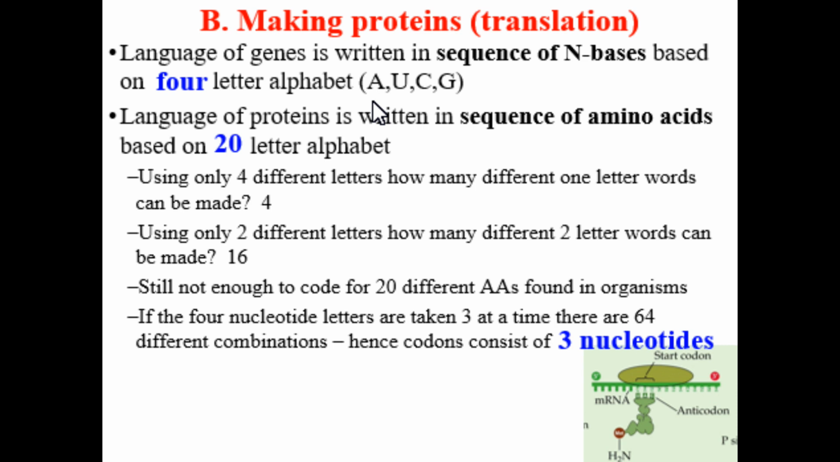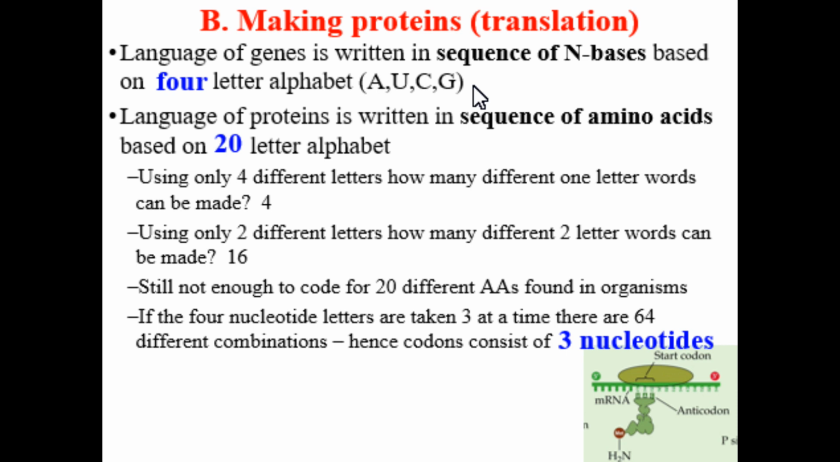So the question that we're asking here is, why is that? Well, if one nucleotide corresponded to 1 amino acid, then you could only code for 4 different amino acids. A would correspond to 1 amino acid, and U would correspond to another amino acid, and C another one, and G another one. There'd only be 4 amino acids that a codon of 1 nucleotide could carry out.